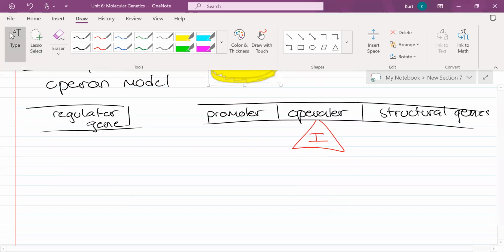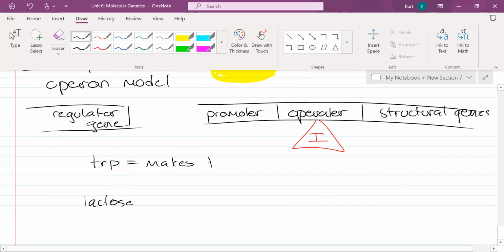Now, what we did in class is we did two operons. We did a tryptophan operon, and we did the lactose operon. Tryptophan is an amino acid. This makes tryptophan. Do you need to make tryptophan if you already have tryptophan? No. So when tryptophan is present, the operon is off. And when it is absent, the operon is on.